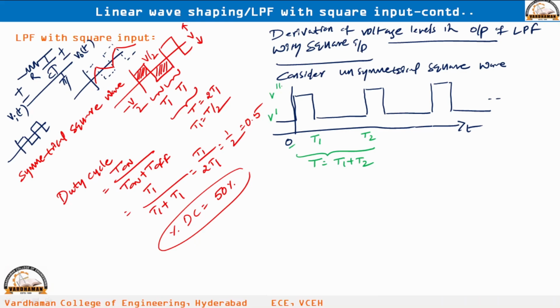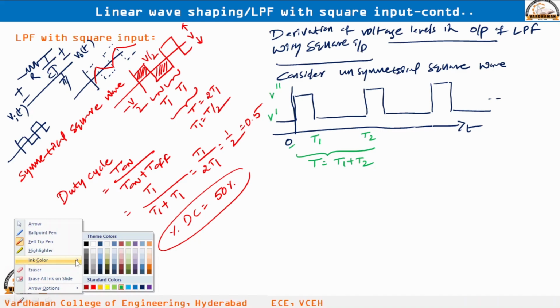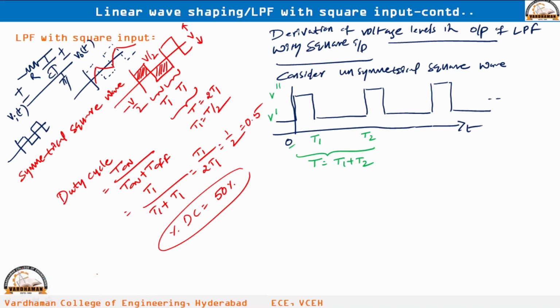This is with respect to the input only. The unsymmetrical square wave we have taken as the input for the low pass filter. The on time is different from the off time, that is T 1 and T 2 respectively. The total time period is equal to T 1 plus T 2, and the voltage levels of the square wave are also totally positive, because the entire signal is above the x axis. Those levels are V dash and V double dash. Now, I am going to draw the output wave. I am drawing the output wave like this.